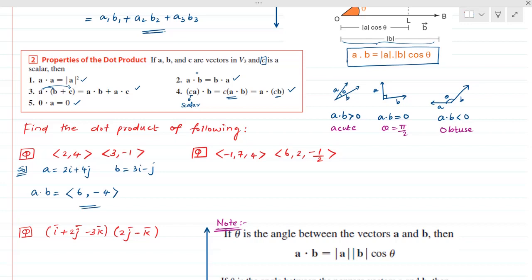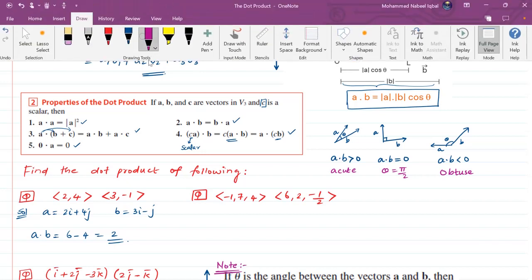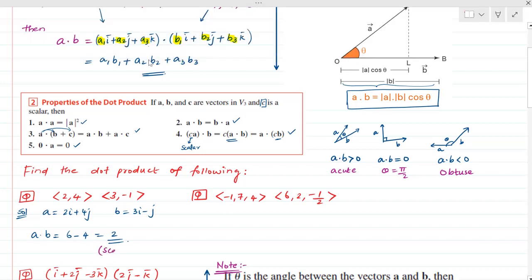This is the dot product. By the way, whenever you take the dot product of two vectors, you will get a scalar, not a vector value. So 6 minus 4 equals 2. There is no i, j, k, so it is purely a scalar, where we don't have the unit vectors i, j, k here.